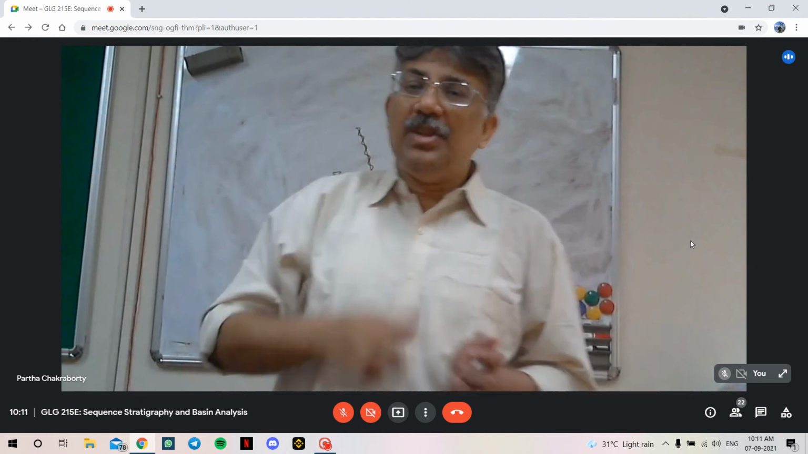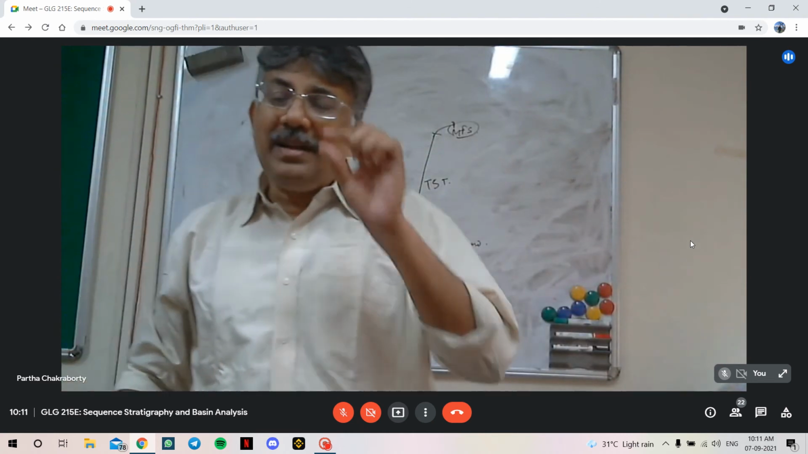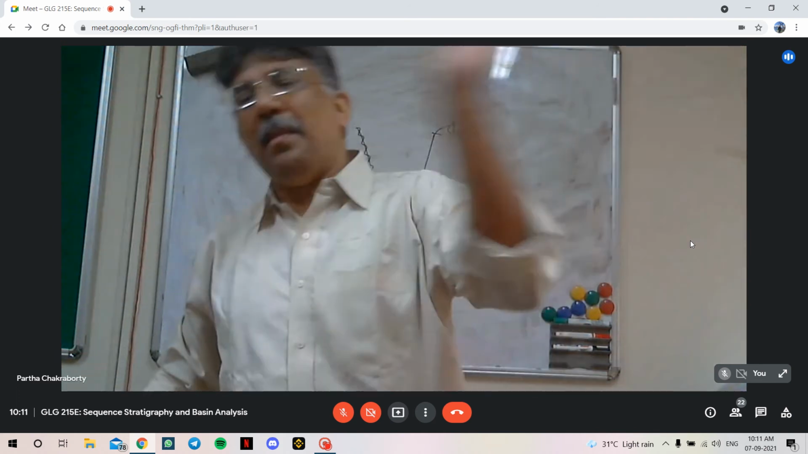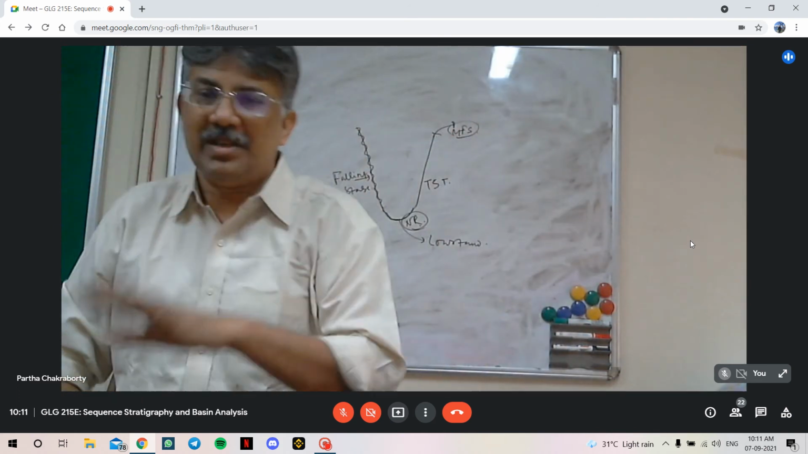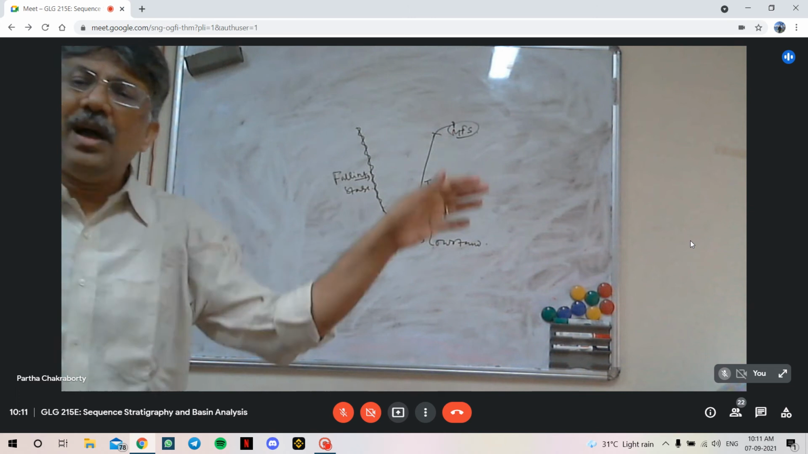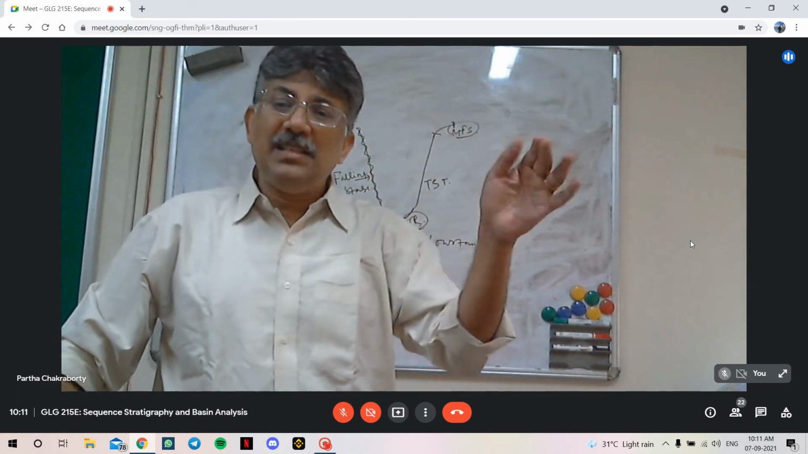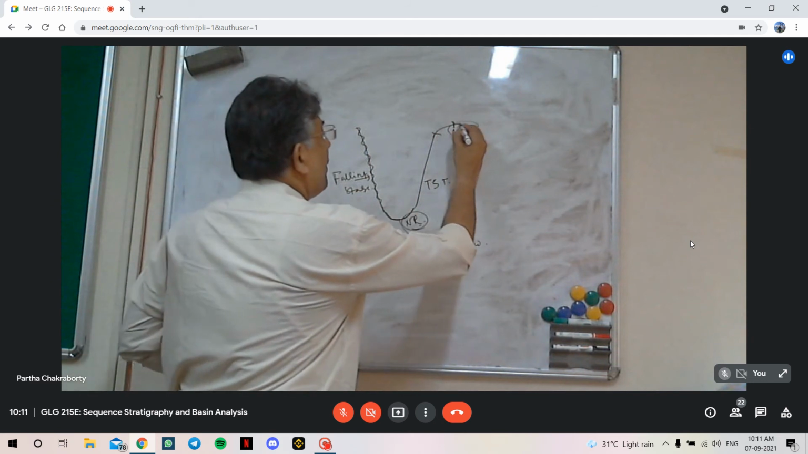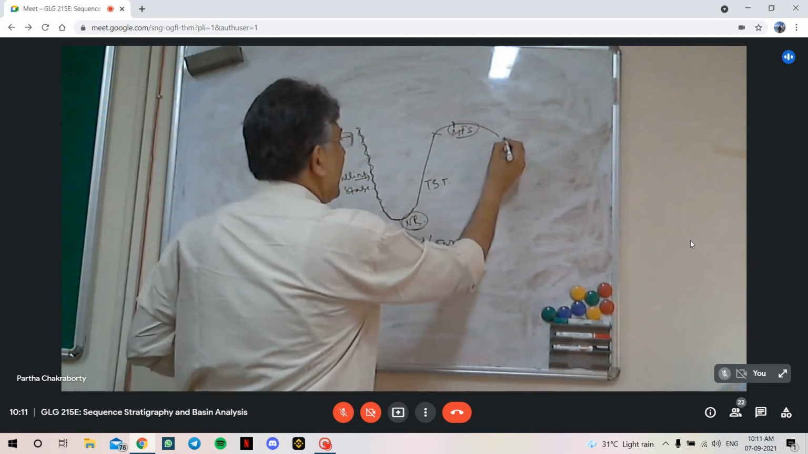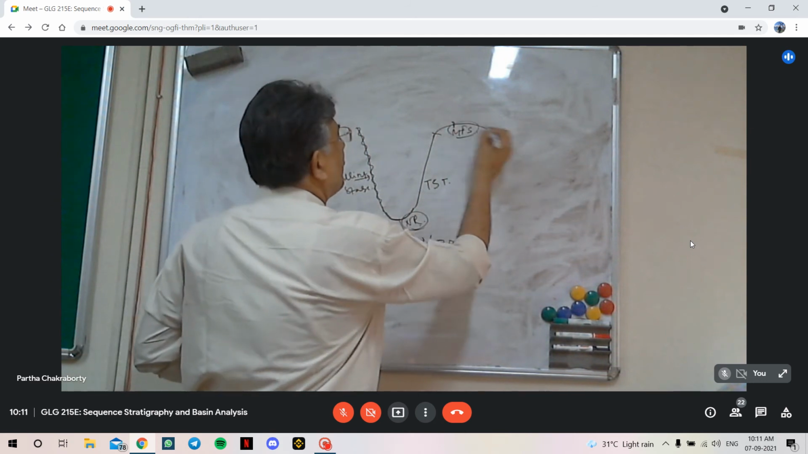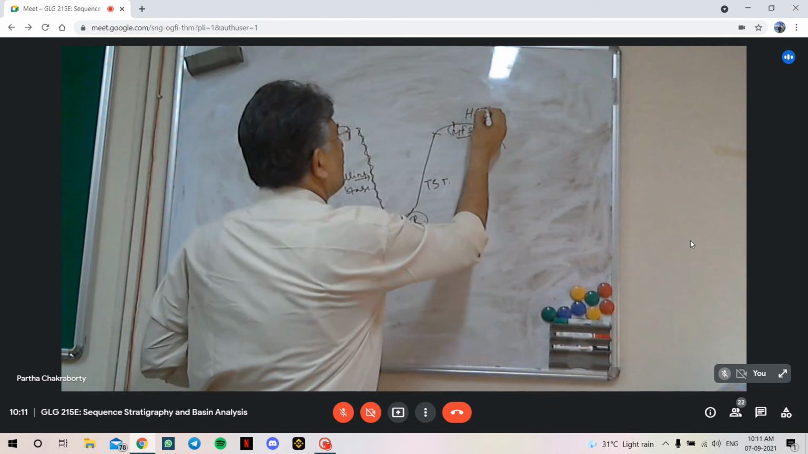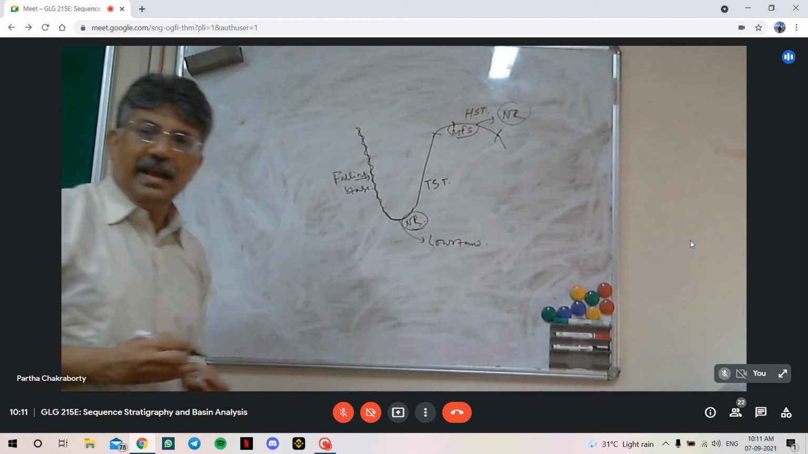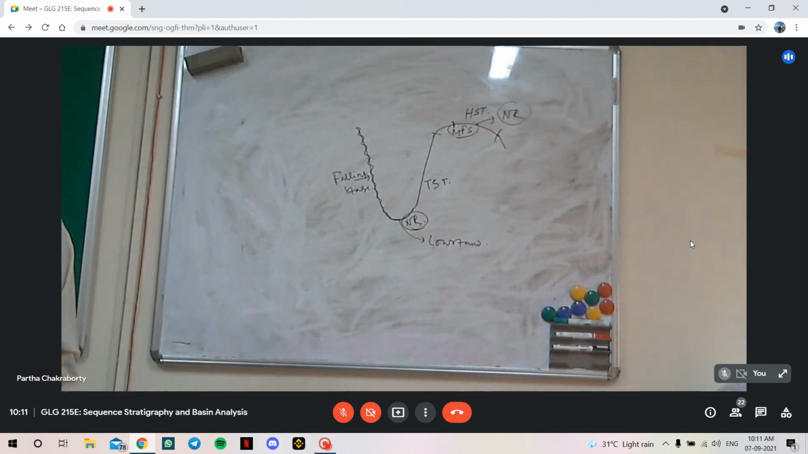So within a system tract, a particular unit, the unit of the basis bed, that is a parasequence. We will come back to parasequence in more detail afterwards. Then you have a maximum flooding, and that maximum flooding is overlain by the highstand system tract. So again highstand system tract, this is again a normal regression.